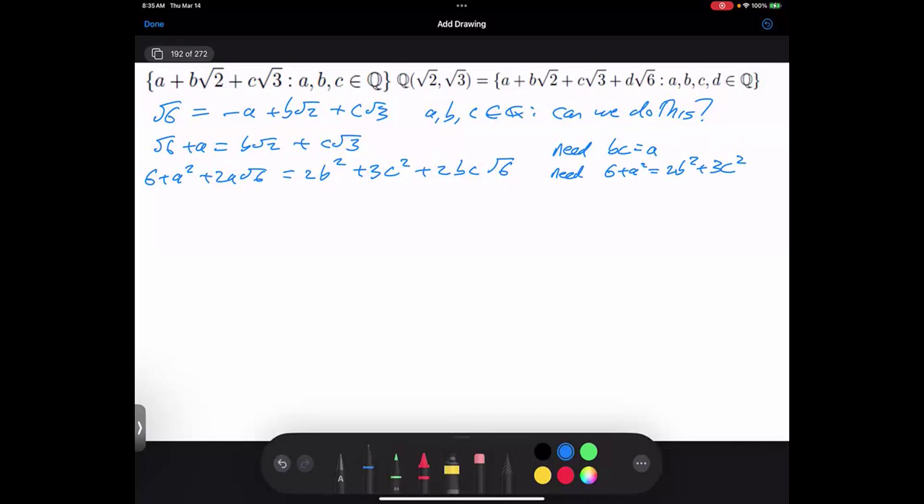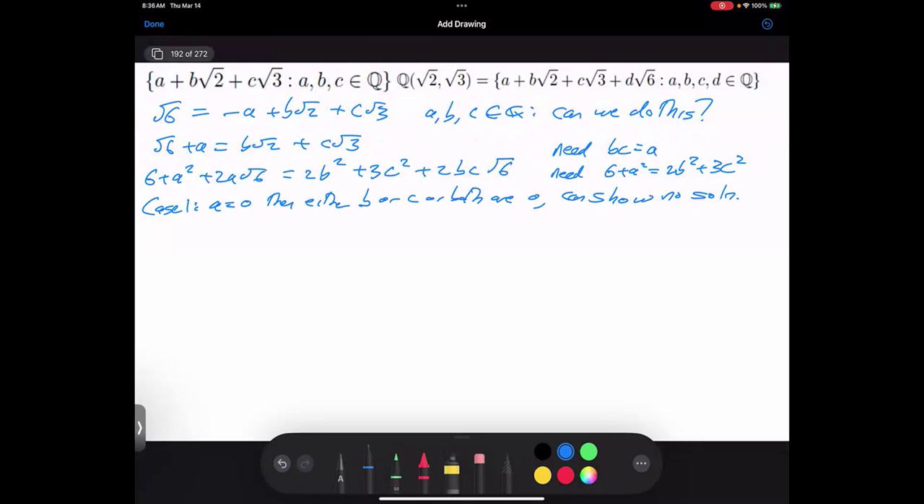Well, for bc equals a, if either b or c equals 0, then a equals 0, right? So, case one, if a equals 0, then either b or c or both are 0, and we can show there is no solution. Because if, say, b equals 0 and a equals 0, then 6 would have to be 3c squared. So that means 2 would have to be the square of a rational number. I'll leave that for you to go through. If a equals 0, we can handle that case.